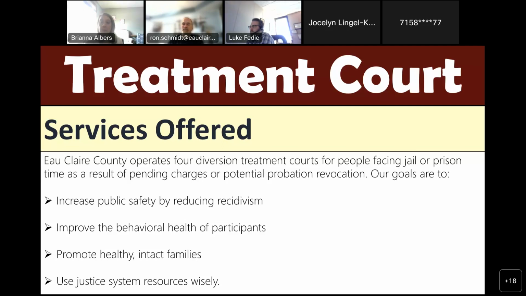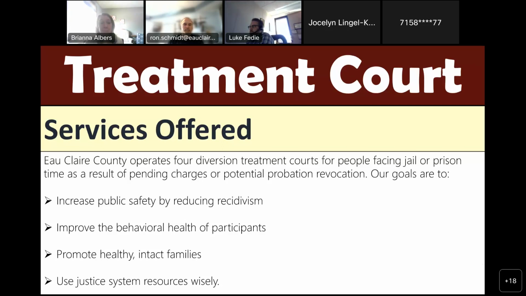And then we also have the Treatment Alternative Program grant. That is through the Department of Health Services. And we hold this grant in collaboration with LSS. And so this funds our recovery coach, our sober living home manager, and other treatment services. Also training, I think, is in there, and some other things as well.